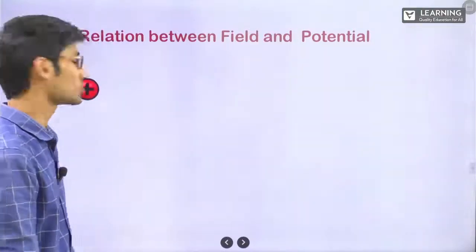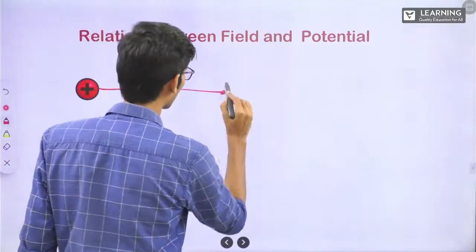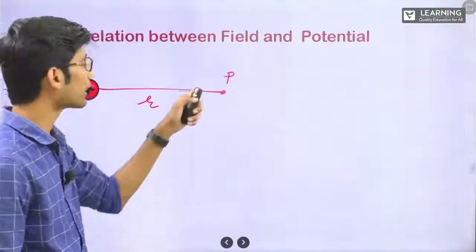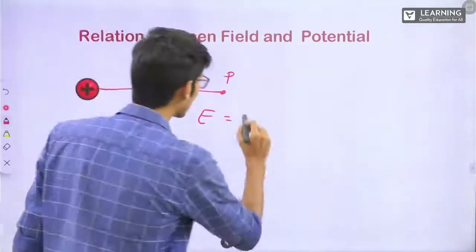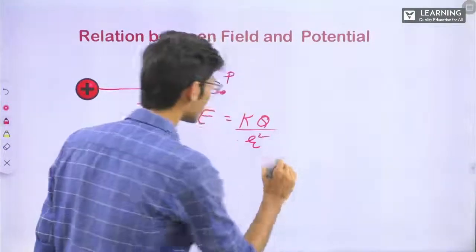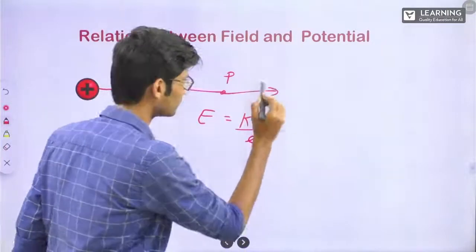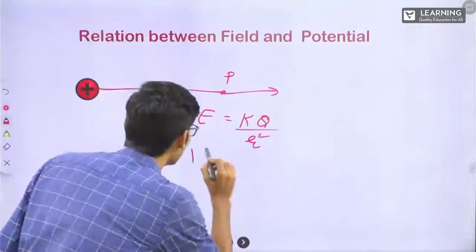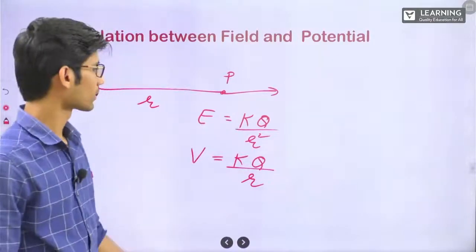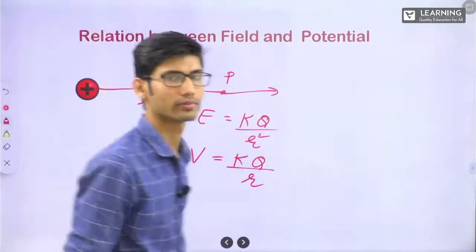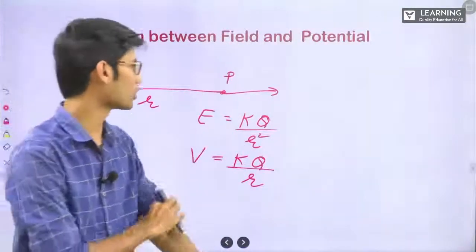Now suppose there is a positive charge, and at some distance r there is a point P. I want to write the electric field at this point. What will it be? E is equal to KQ by R square. At the same point, if I want to write the potential, the electric field will be outwards. Potential is a scalar quantity. V is equal to KQ by R. Correct? One R difference is there in the denominator, right? But this is a vector, this is a scalar. So there is more difference also. We'll get to know about it.